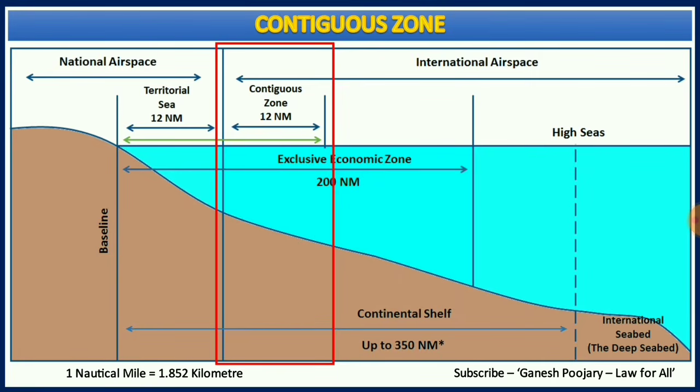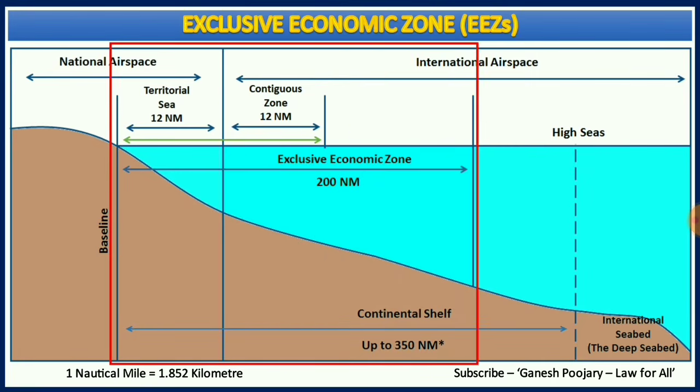After that, the third portion is named the exclusive economic zone. The exclusive economic zone is 200 nautical miles from the baseline. Now, if you see, after the territorial sea it will be 188 nautical miles, and after the contiguous zone it will be 176 nautical miles. Why am I saying this? You need to remember very clearly that the EEZ is inclusive of the territorial sea and contiguous zone.